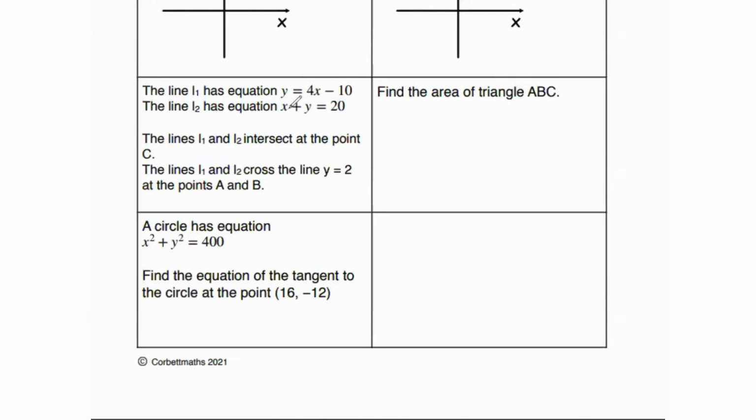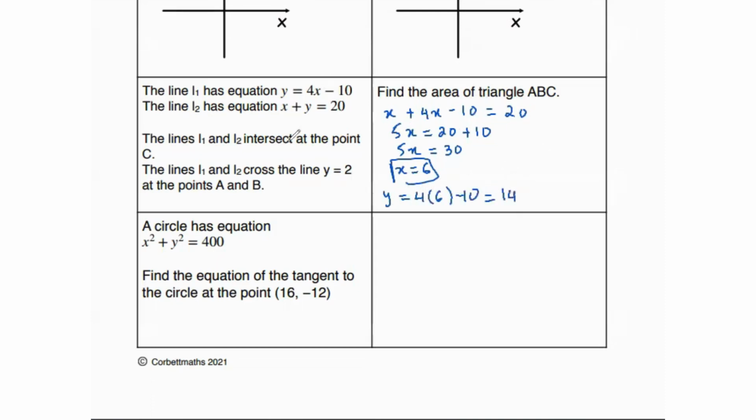So if these two lines are intersecting, that means we can replace y with 4x minus 10. So x plus 4x minus 10 equals 20. It will be 5x equals 20 plus 10, and that is 5x equals 30. x is going to be 6. So if x is 6, y equals 4 times 6 minus 10, which is 14. So the coordinates for C are 6 and 14.